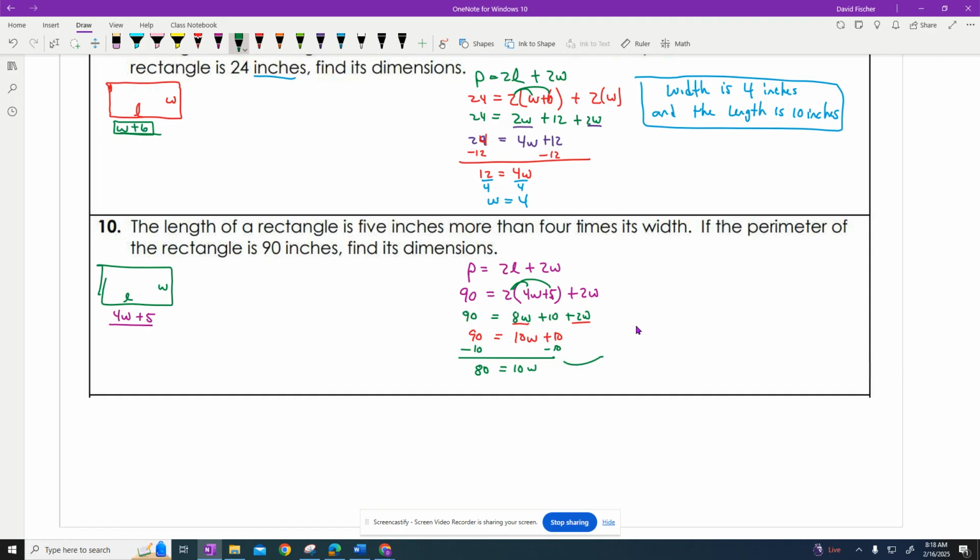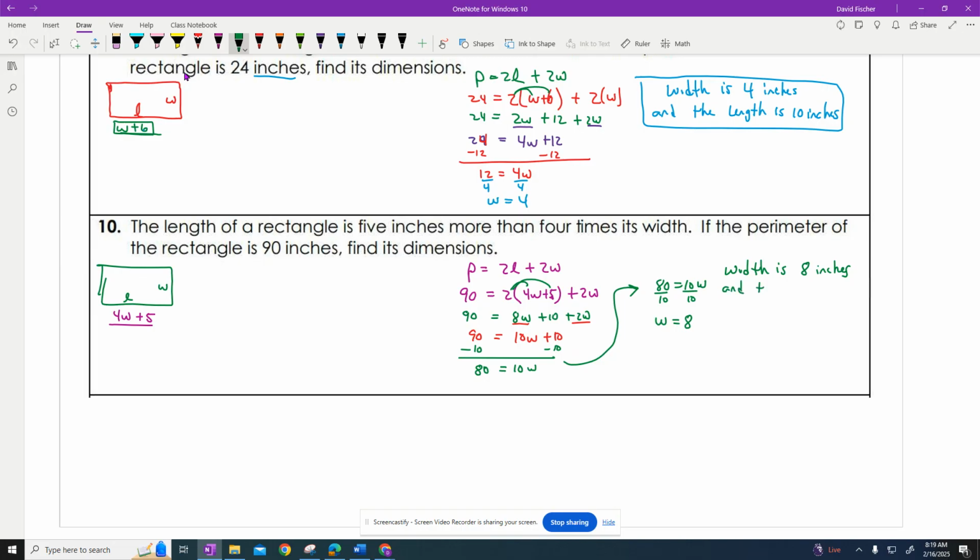So if I ran out of room, I'm just going to put up here. I know I'm going to carry it up here, equals 10W, and divide both sides by 10. So W equals 8. Now the W is my width. Hopefully you're kind of getting the hang of this. The width is 8 inches. Are we in inches? Yep, still inches.